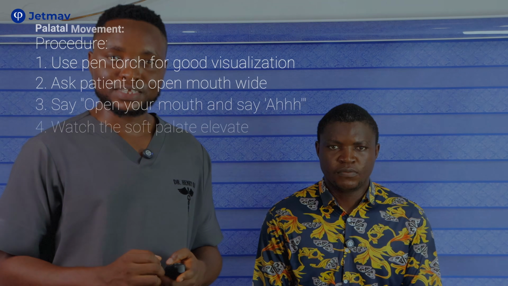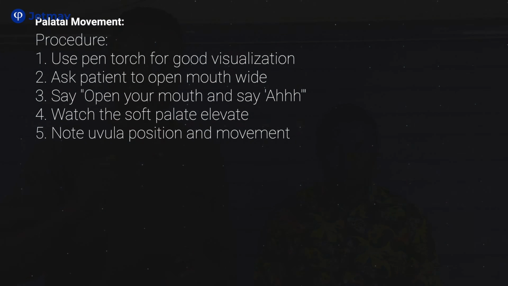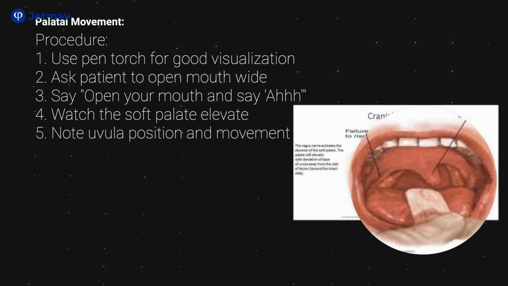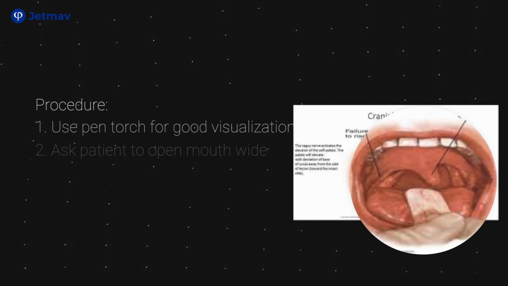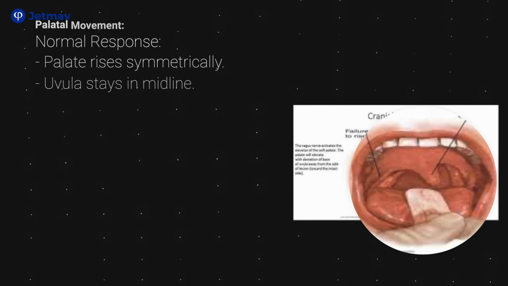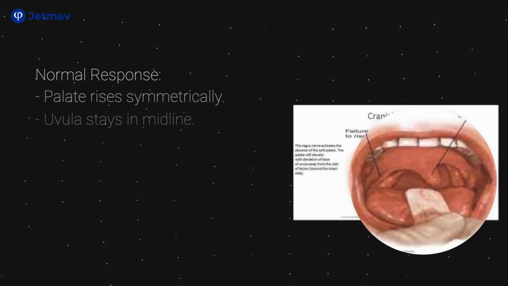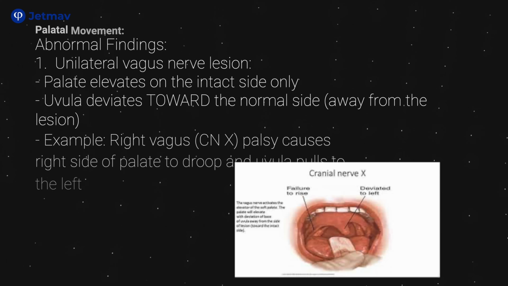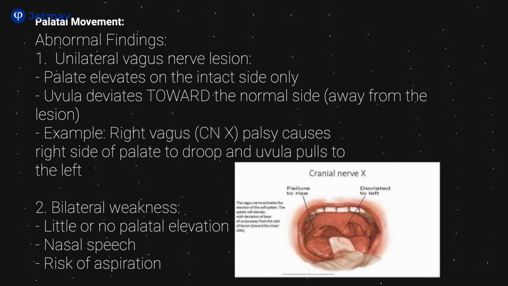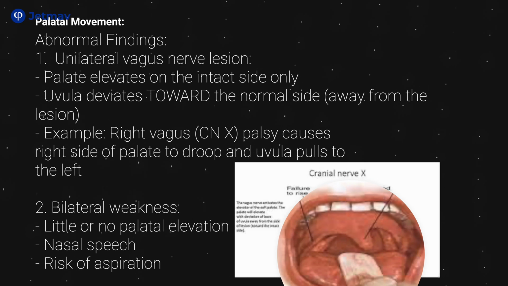The next is the palatal movement. We're going to use a pen torch for good visualization. We ask the patient to open their mouth wide and say ah. Then we watch the position of the uvula and the movement of the soft palate. In the normal response, the palate rises symmetrically on both sides, and the uvula stays midline. If there's a unilateral vagus nerve lesion, the palate only elevates on the intact side, and the uvula deviates towards the normal side.